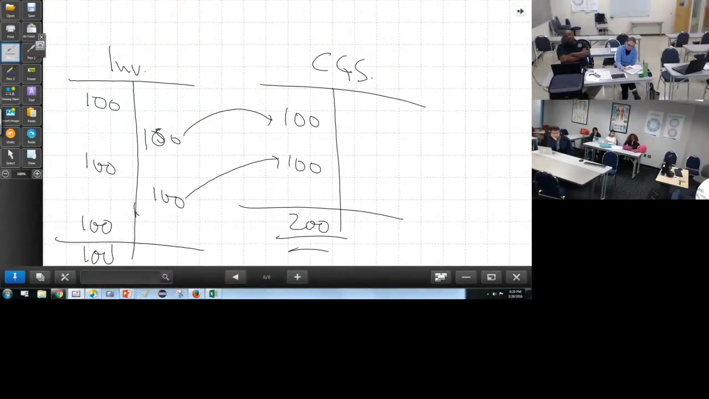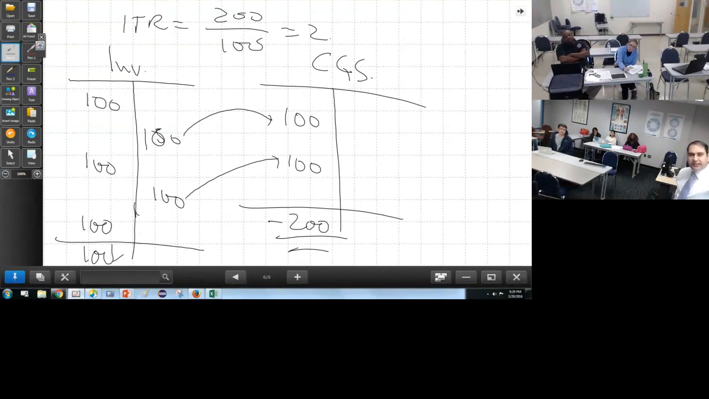So now you know that this is the cost of goods sold and that is the inventory. Simply divide this, what will be the answer? Inventory turnover ratio in this case will be 200 cost of goods sold divided by 100 inventory. The answer is 2. In other words, this 2 means that the company was able to sell its inventory 2 times.